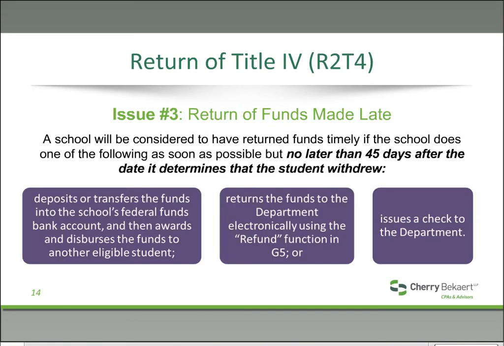All right, so now we have identified that the student's withdrawn. We've calculated it correctly, but now the issue is that we didn't do it in a timely fashion. So what are some of the reasons here? Yeah, so the rules are no later than 45 days after the date you determine the student withdrew. Obviously, you can see how some of these earlier errors could lead to you missing this compliance issue as well.